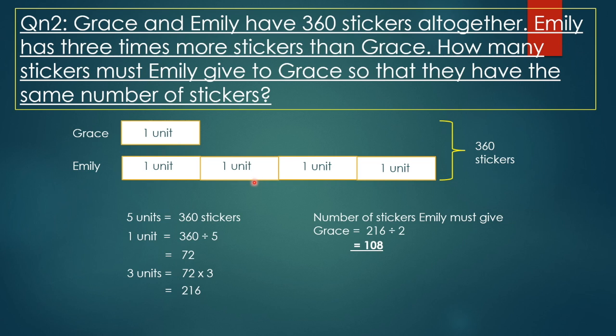Alternatively, you also know that Emily has 3 units more than Grace. And if you just split these 3 units into 2, you'll get 1.5 units. And each unit is 72 stickers. So you can also say 1.5 units multiplied by 72 is the number of stickers that Emily must give to Grace. And that also gives you 108 stickers. So there are two ways of solving this question, and you can use whichever way is more convenient and comfortable for you.